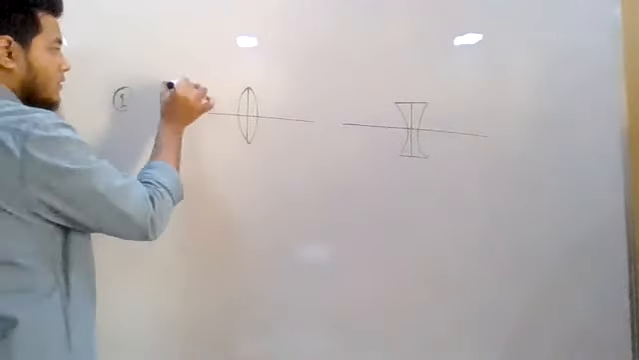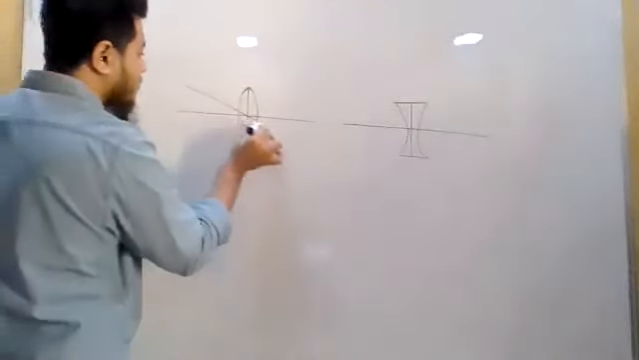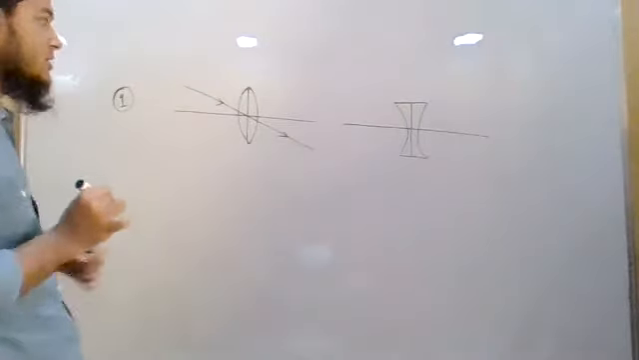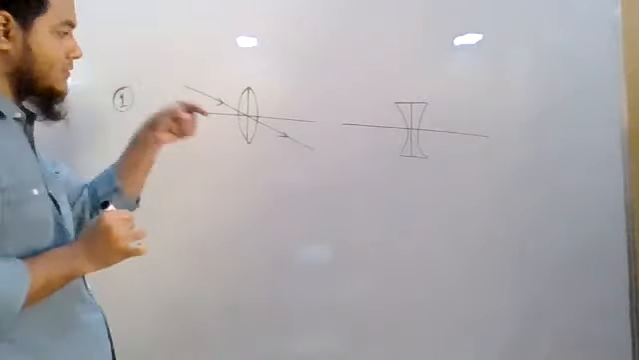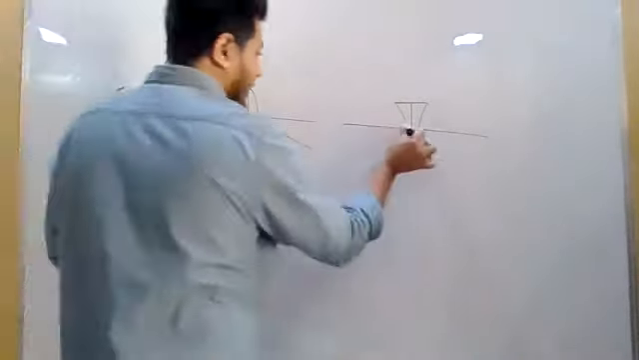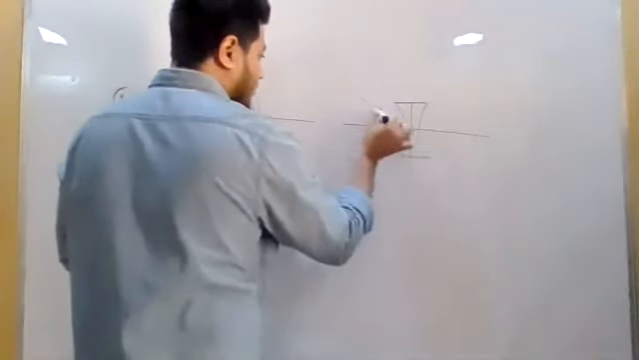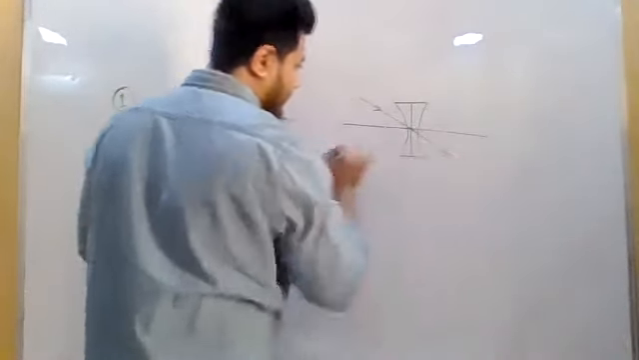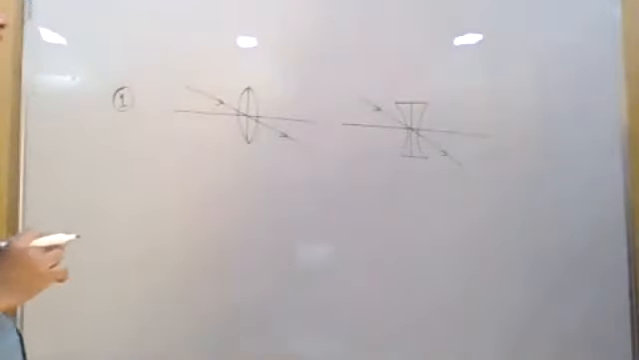Okay, so the first rule can be shown in this way. The light ray is passing through the optical center, so it is not changing its direction. And the same we can show for concave. Okay, so this is the first rule.